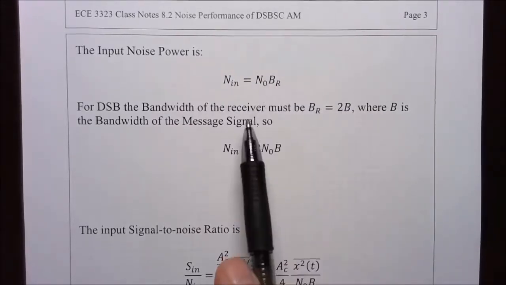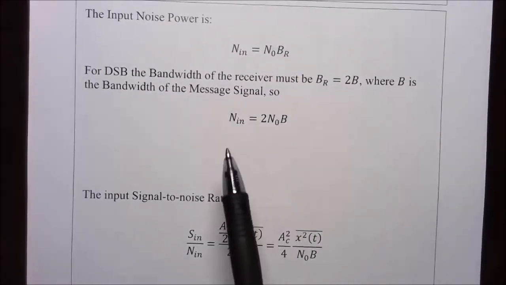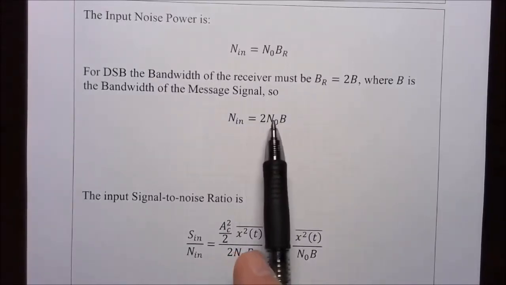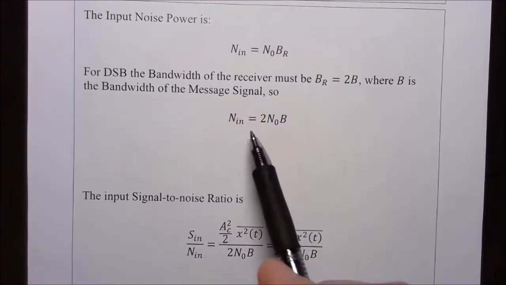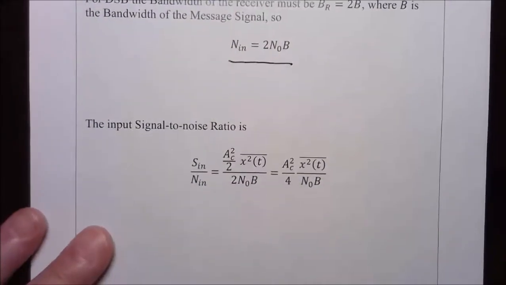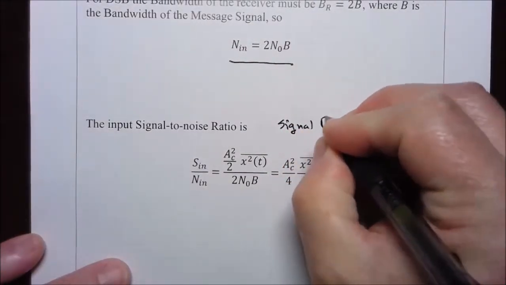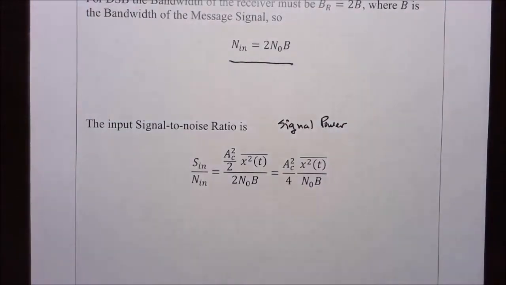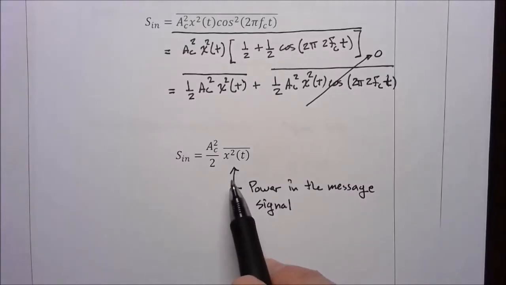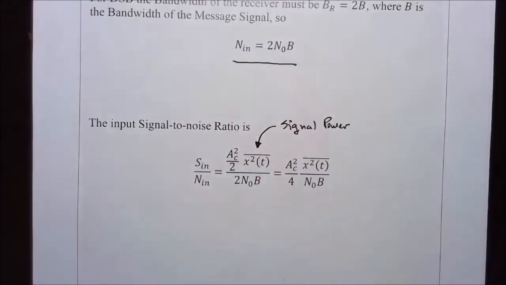So if we plug in 2 times B equal to B sub r, we get then the noise power into the demodulator is 2 times N naught times B. So this now we can use for the noise power in, and we can form the signal to noise ratio. We have the signal power that we just wrote by taking the time average of the signal that goes in the top of the fraction.